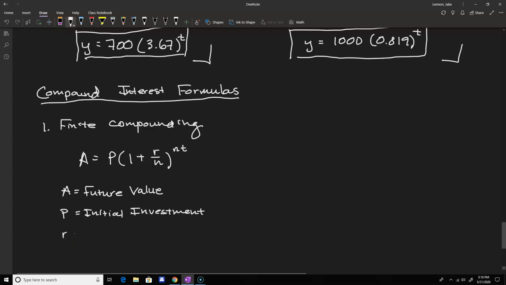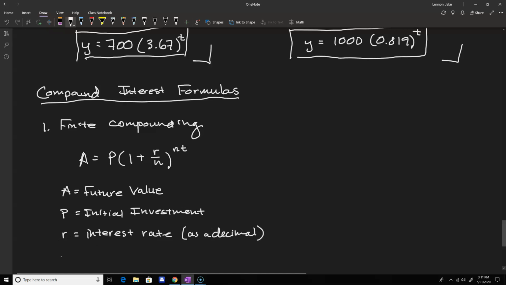R is the interest rate, and this is as a decimal, not as a percentage. So if you had 15%, R would be 0.15. Or it could be a percentage growth rate. It wouldn't have to necessarily be interest. I would just say that's the most common.